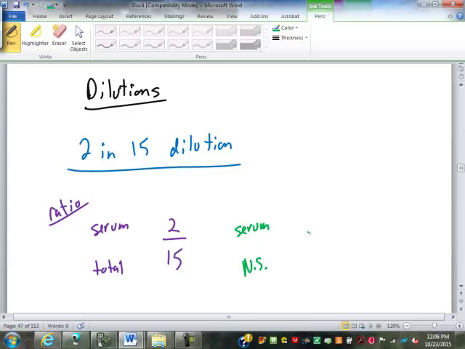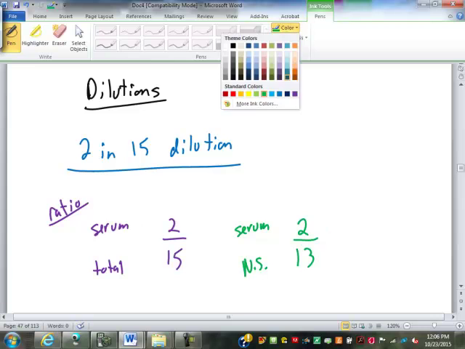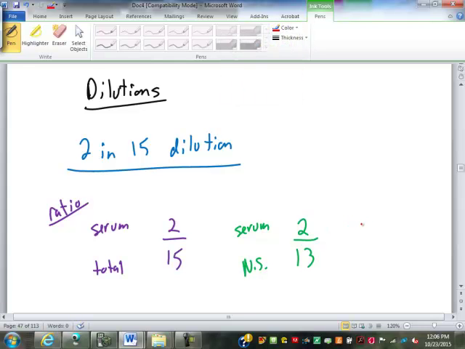That ratio will be what? 2, because it's still the serum, to 13. Very good. And finally, we do have a ratio of water to total, which will be 13 to 15. Very good. And of course, if any of those could be reduced, we would want to do that.